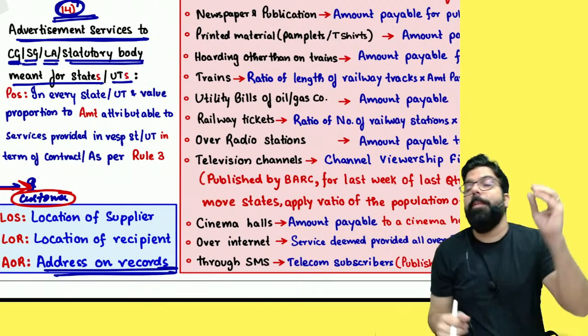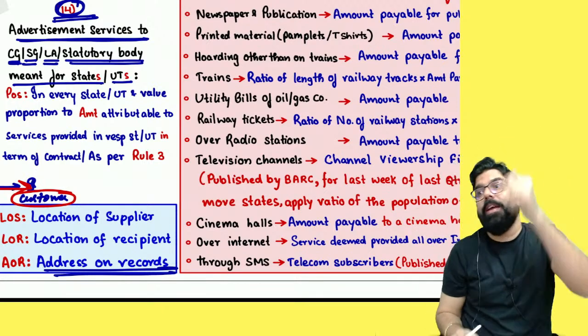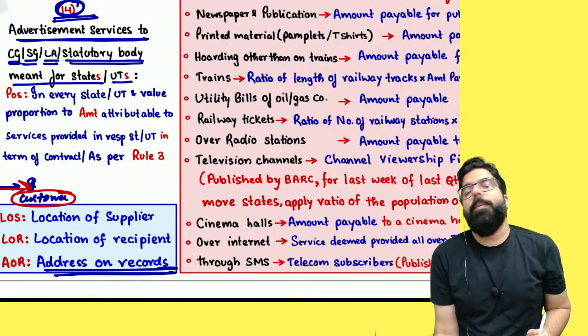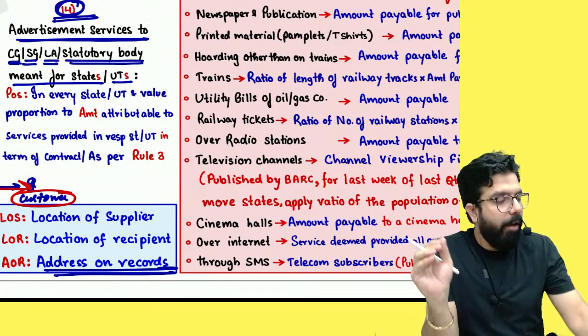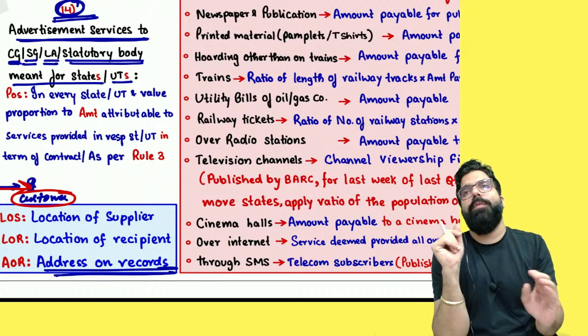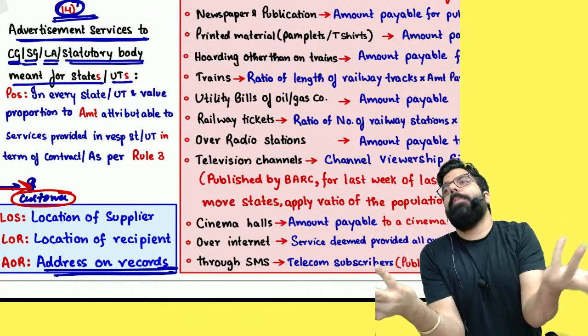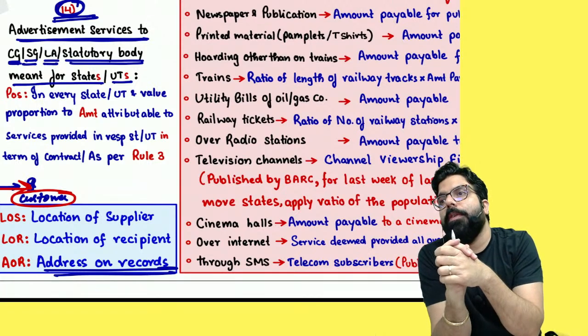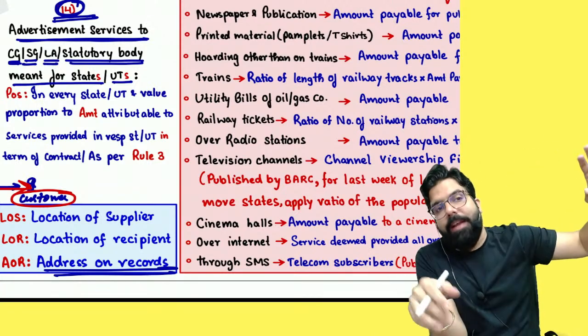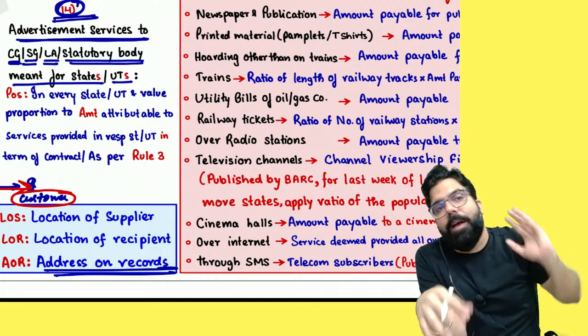Tell me one thing. Government told me, Ramesh, people over here, listen carefully. Government told me, Ramesh, you do the advertisement for us supposingly in the state of Delhi, UP, Bihar and Assam. What is the place of supply of my advertisement services? If I did advertisement in Delhi, UP, Bihar and Assam, what is the place of supply?